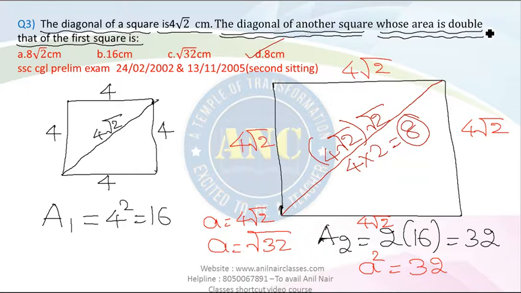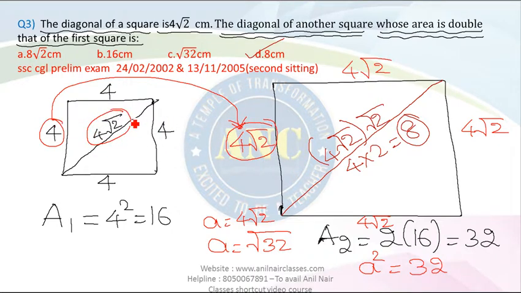The area of the second square is 2 times the area of the first square. Yes, that condition is satisfied. Then I can say that whatever side I had in the smaller square, the bigger square's side will be root 2 times that side. Here the side is 4, so the side of the bigger square becomes 4 root 2. Here the diagonal is 4 root 2, so the diagonal of the bigger square becomes 4 root 2 into root 2.